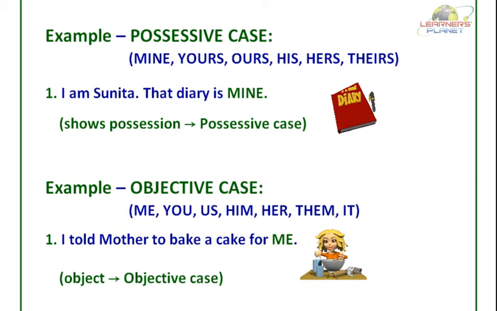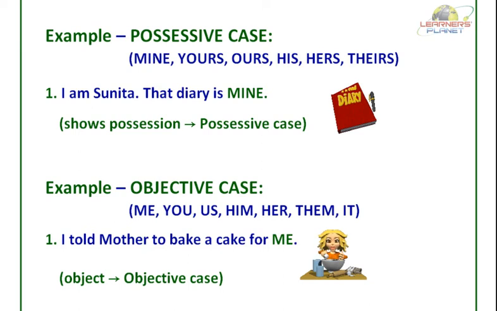Let us now look at pronouns that do the work of the object of a verb. Such pronouns are said to be in the objective case. The pronouns me, you, him, her, it, us, them are the examples of pronouns which are objects of verbs and so are said to be in the objective case.